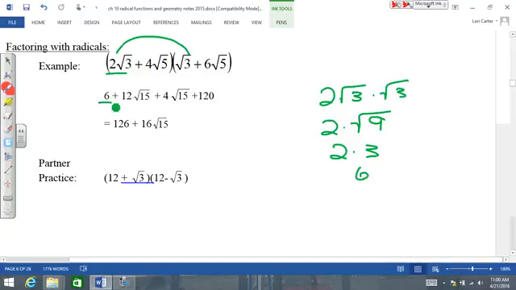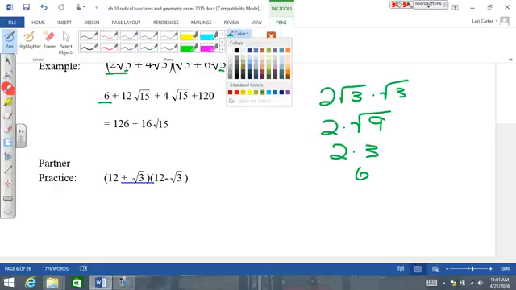Okay, now what do I multiply next? 2 times the square root of 3 times what? 6 square root of 5. What do I multiply? 2 times what? 2 times 6, which is 12. And then I multiply under the radical. What's the square root of 3 times the square root of 5? 15. So I've got 12 square roots of 15. Any confusion on that? No.